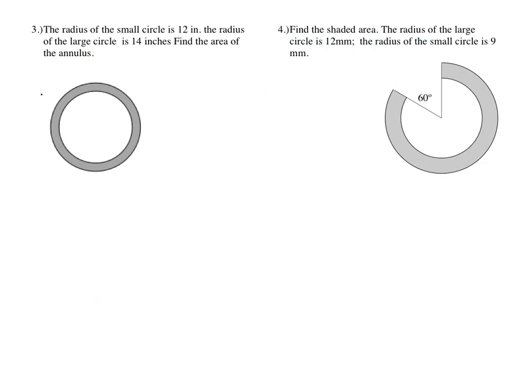All right, we saved the easiest for the last ones. When we're looking for an annulus, again, all we're finding here is the area of two different circles and subtracting them. So the radius of our small circle is 12 inches, and the radius of the large circle is 14. So we just need to do pi radius 1 squared minus pi radius 2 squared.